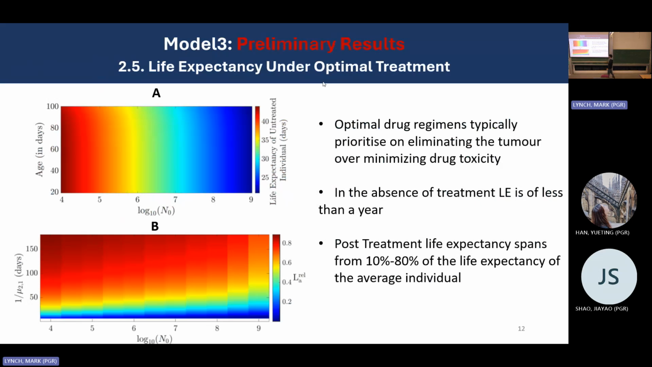So what we want to do next to correct this issue is take into account biological mechanisms of drug-induced toxicity. I can go through more details after the talk. I don't know if I'm out of time or we've got a few more minutes.